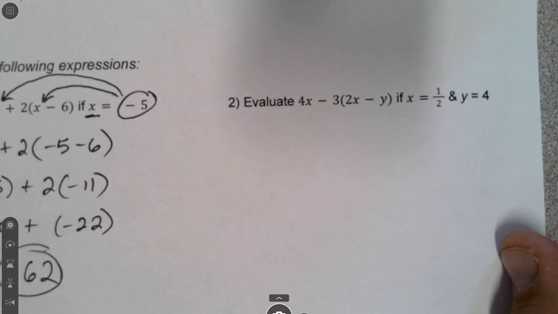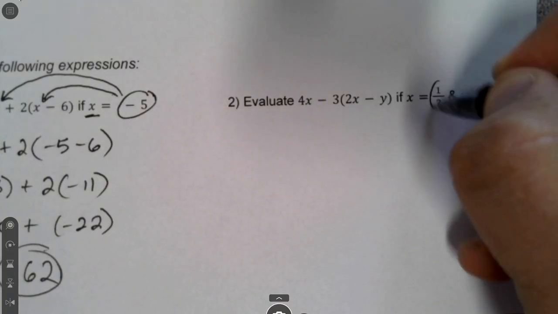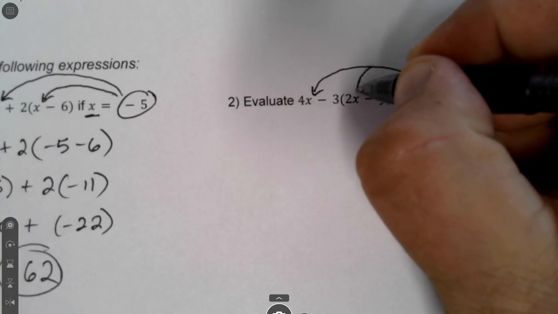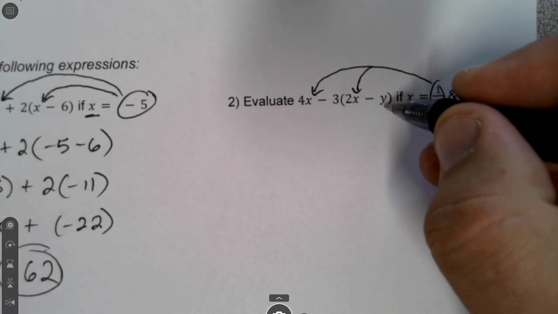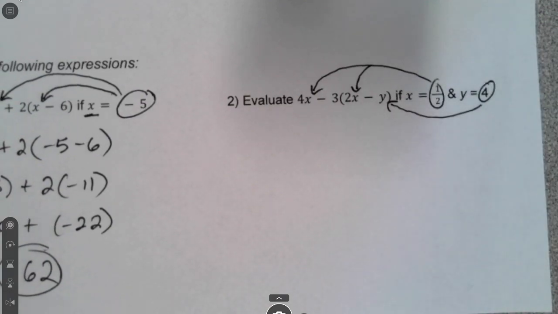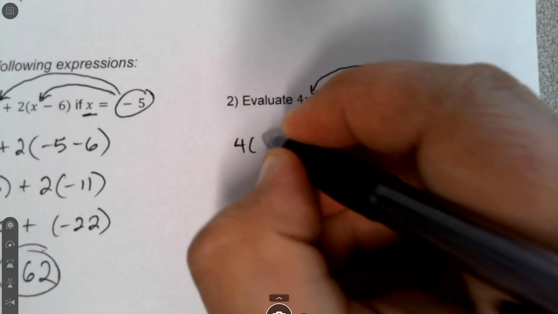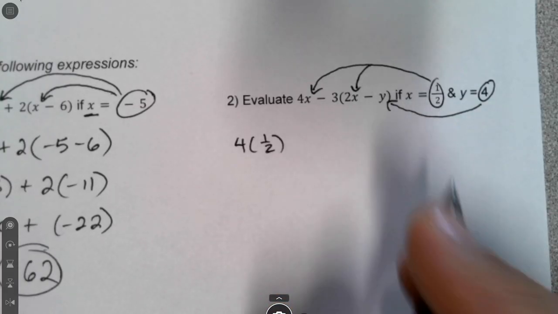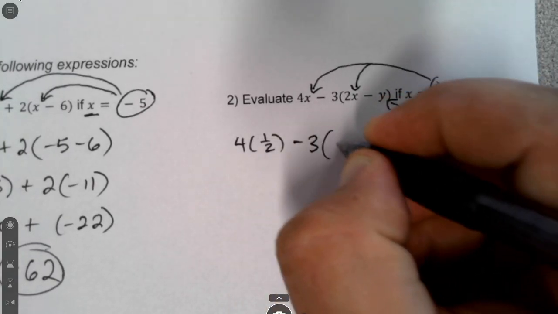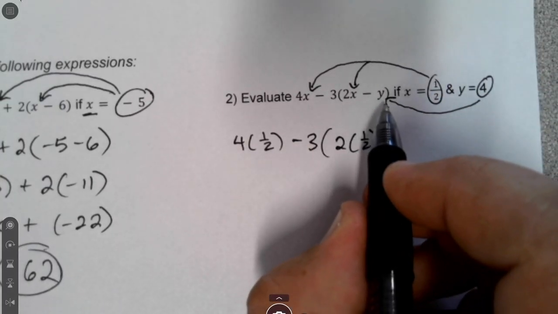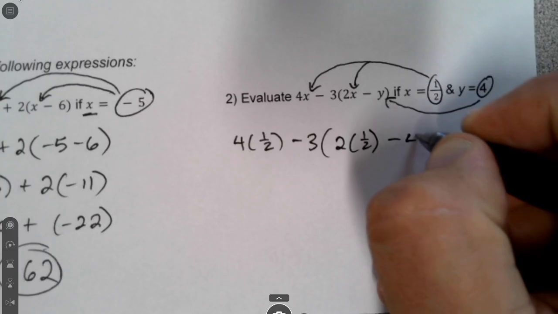Okay, on number 2, it's similar. We have x equals 1/2, so I'll plug 1/2 in anywhere I see an x, here and here. But we also have another variable, y, so we'll plug 4 in where we see a y. So 4 times 1/2, because I replaced that x with a 1/2, minus 3 times 2 times 1/2, minus, then instead of the y, I write a 4.